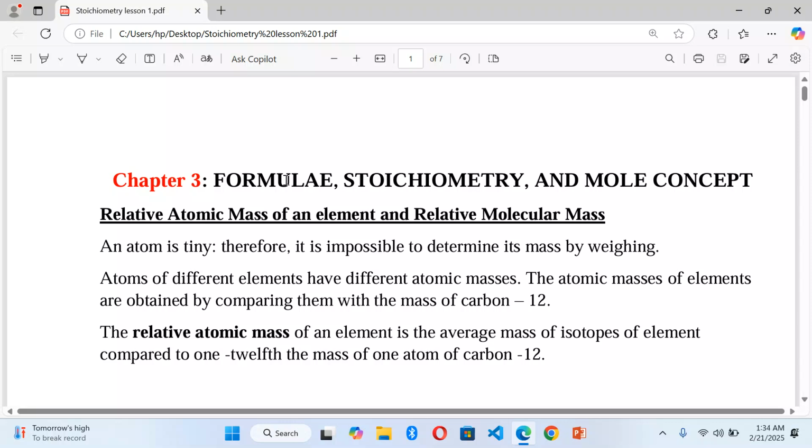Welcome, friends, to this session. We shall be looking at Senior 3 work, that is Chapter 3: Formulae, Stoichiometry, and More Concepts.